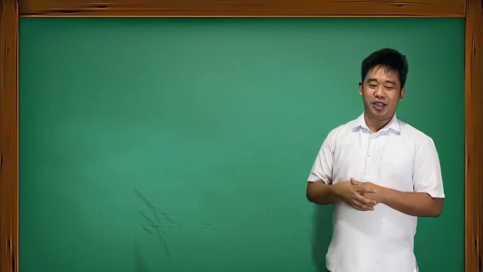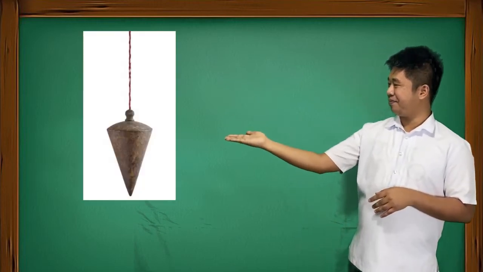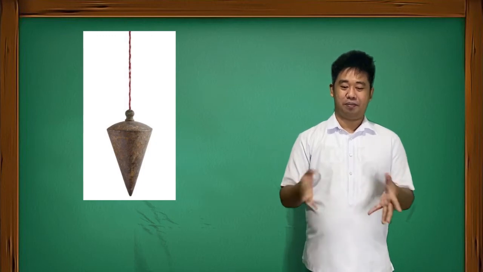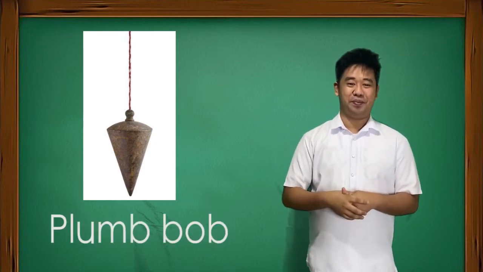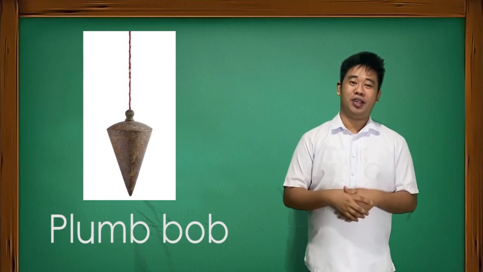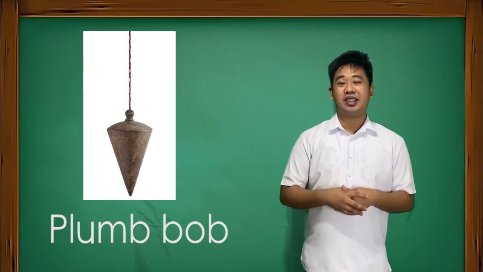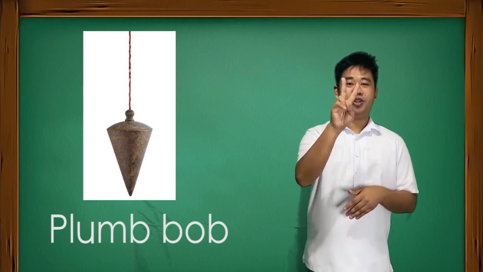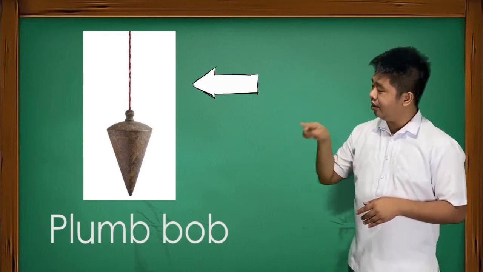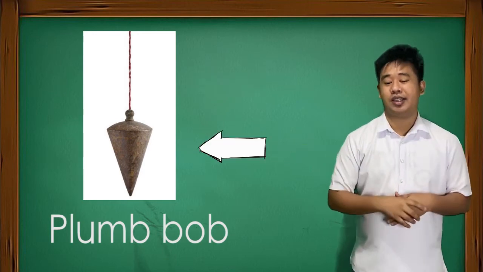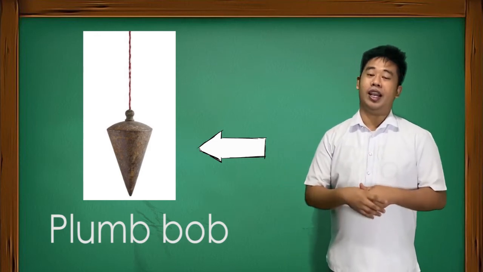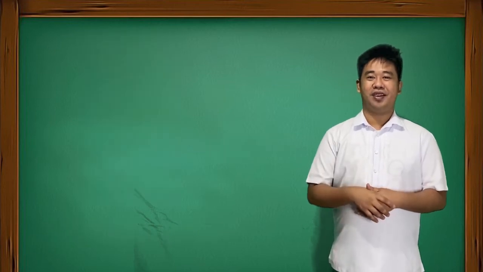Okay, let us now proceed to the next one. What do you call this one? Yes, Carmina. Very good. That one is a plumb bob. What is the usage of the plumb bob? Yes. Very good. The plumb bob is a kind of testing tool used to test the straightness of a post. There are two major parts of the plumb bob. This one is what we call the string, and the other one, the metal part, is considered the head. The head of the plumb bob has a pointed end for accurate alignment. Is that clear? Very good.